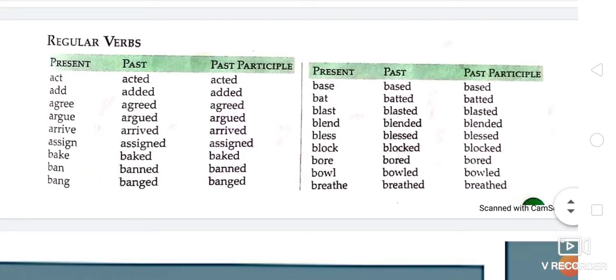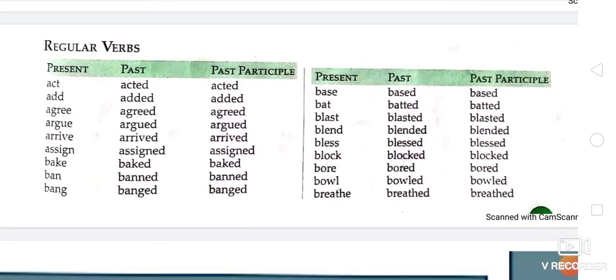So what are regular verbs? I have already told you. Regular verbs are the verbs which are followed by ed, isn't it? So these are some of the examples of the verb forms of regular verbs.